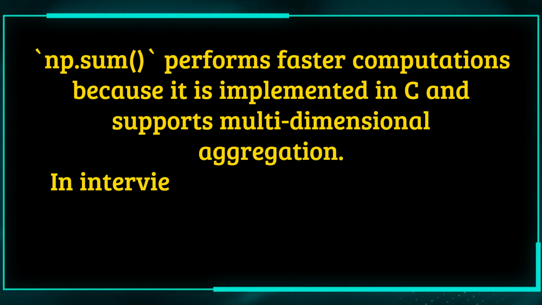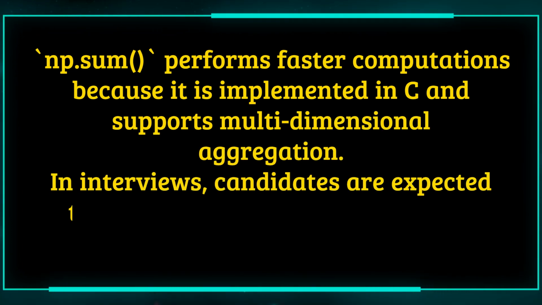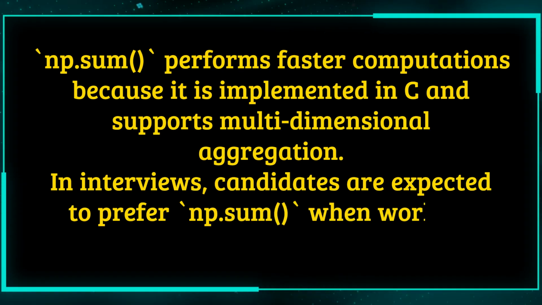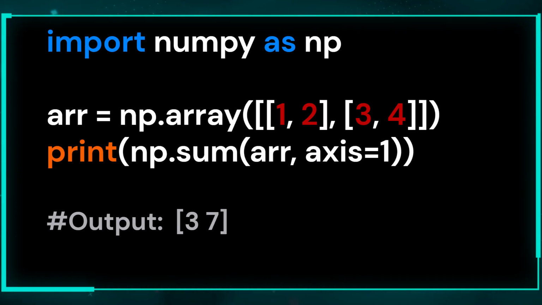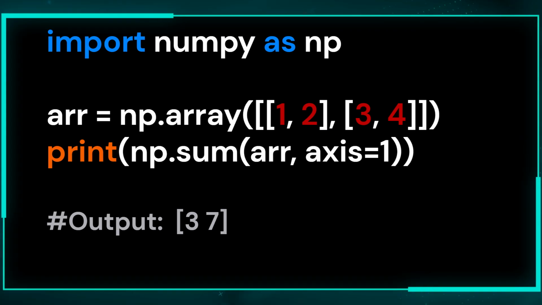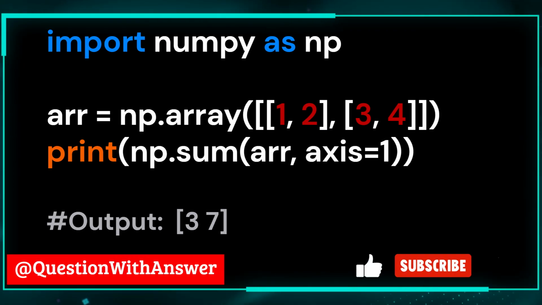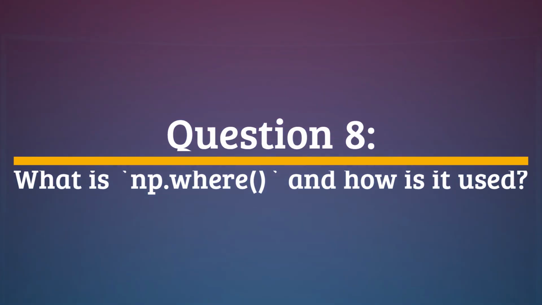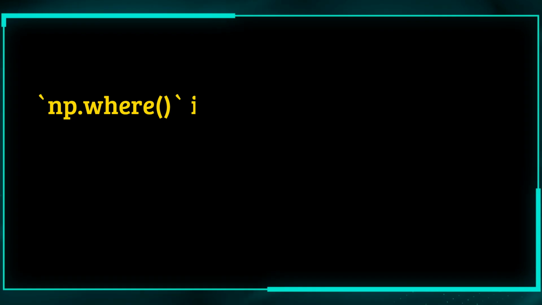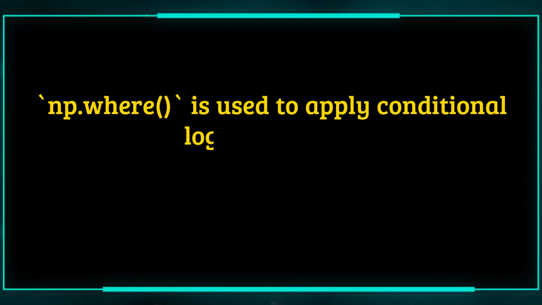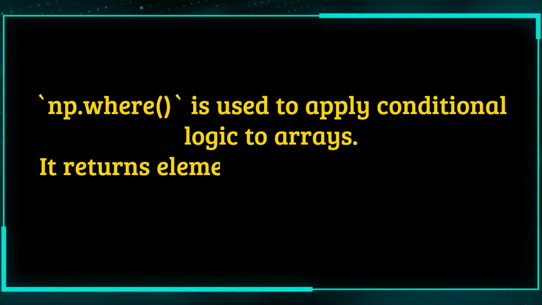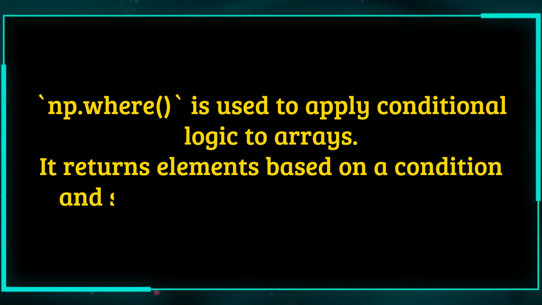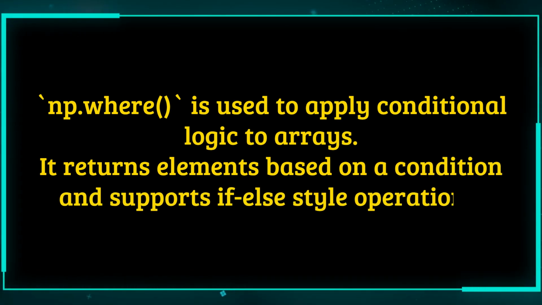In interviews, candidates are expected to prefer NumPy.sum when working with arrays. This code calculates row-wise sums using NumPy's optimized function. Question 8. What is NumPy.where, and how is it used? Answer. NumPy.where is used to apply conditional logic to arrays. It returns elements based on a condition and supports if-else style operations.